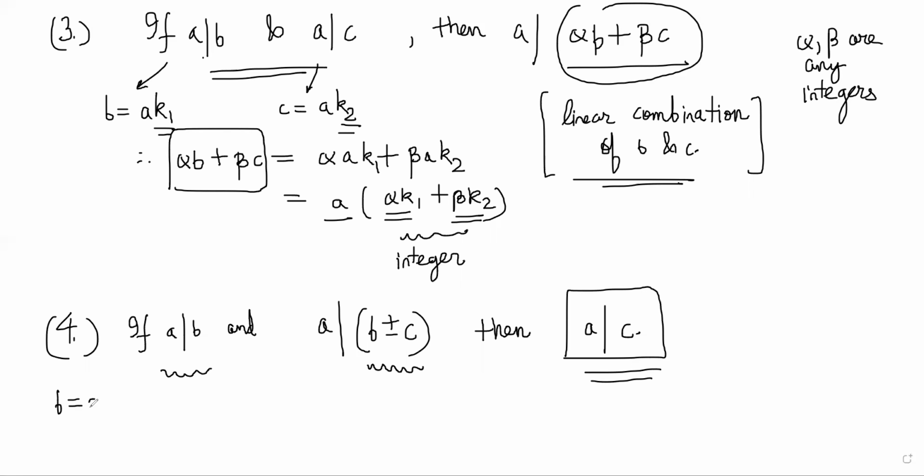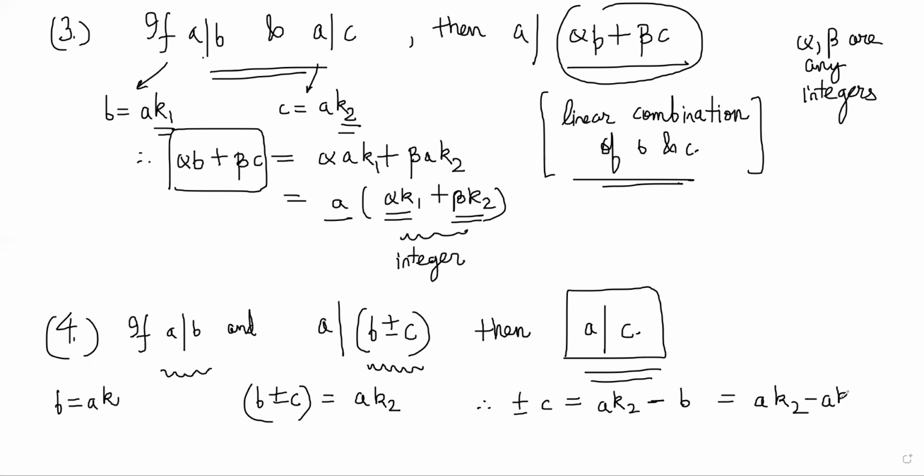You can say b is equal to ak, and a divides b plus or minus c, so b plus or minus c is equal to ak2, let's say. Therefore, plus or minus c is equal to ak2 minus b, which is ak2 minus ak. So that is a into k2 minus k, and k2 minus k is an integer. So plus or minus c is equal to a times some integer. So a divides c, right?